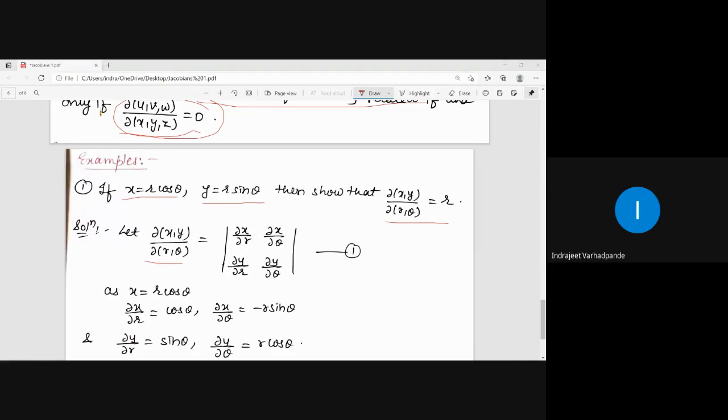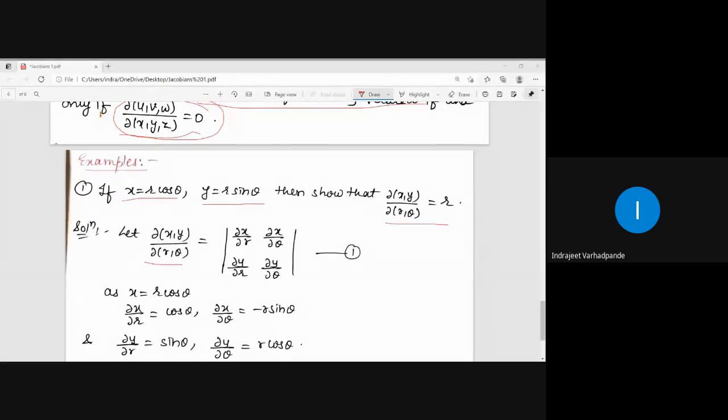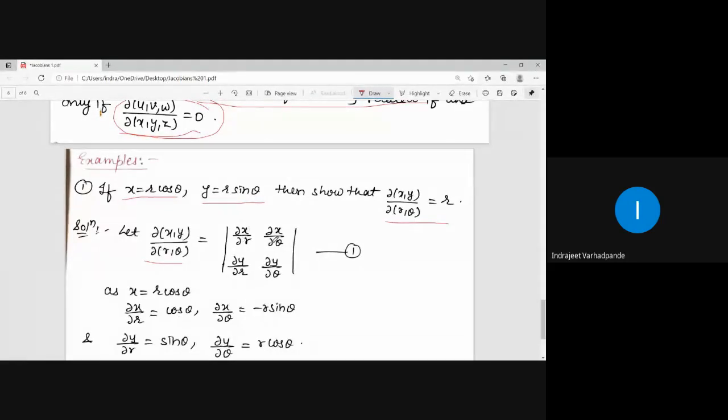So what will be the derivatives to be taken? Del x by del r, del x by del theta will be the first row, the dependent variable x with both independent variables r and theta. Del y by del r, del y by del theta. So I am interested in obtaining the value of this determinant. Jacobian is ultimately a determinant.